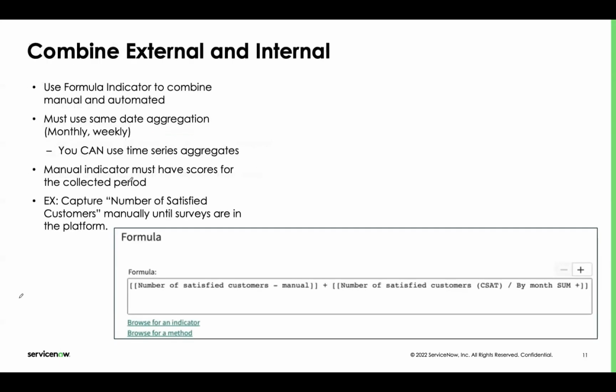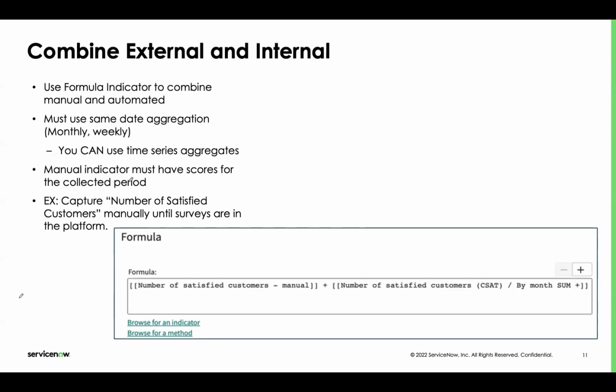The last item I wanted to talk about briefly, because this was a question that came up a couple of sessions ago, is about the combination. And so, yes, you can combine in this case. So instead of using that scenario where I mentioned you use an automated indicator to both enter in your manual scores and automatically collect your scores later, that's one scenario.